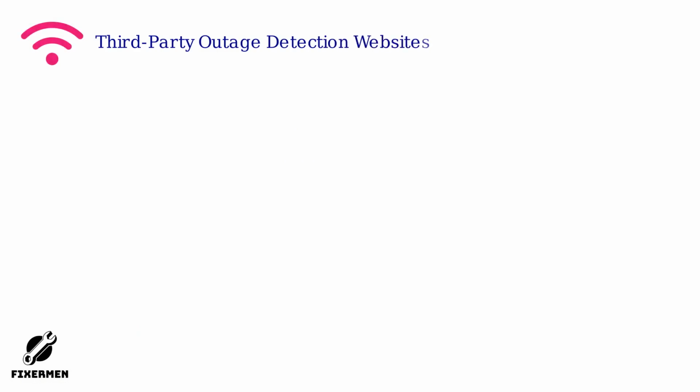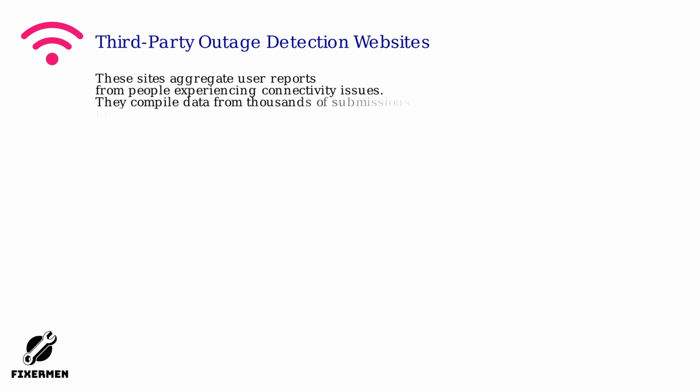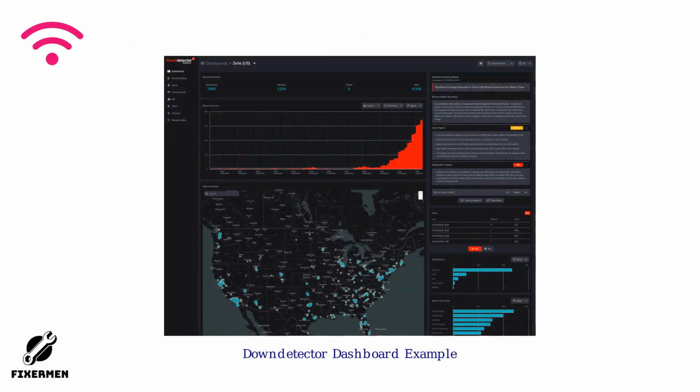Third-party websites like downdetector.com play a valuable role in detecting service outages by collecting reports from users across the network. These websites work by collecting user reports from people experiencing connectivity problems. They compile data from thousands of submissions to identify patterns and highlight areas where service disruptions might be occurring. For example, a typical dashboard might show total user reports, like this one displaying 7,864 reports for a service outage, along with geographic distribution and trends over time.